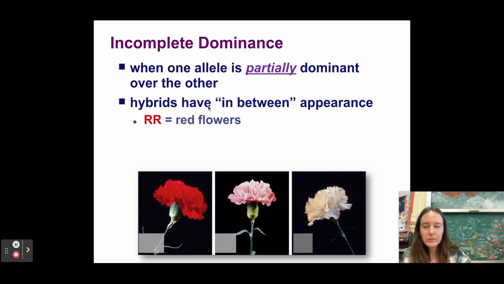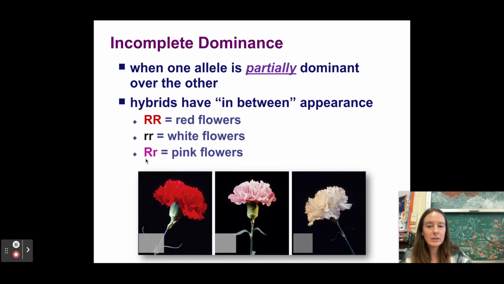So, for example, let's say if you have homozygous dominant, you're going to be red. Homozygous recessive, you're going to be white. But now, if you're heterozygous, you're not going to be red. You're going to be a blend or a mix of both. And in this case, you're going to be pink.